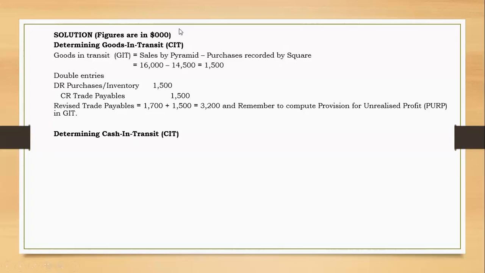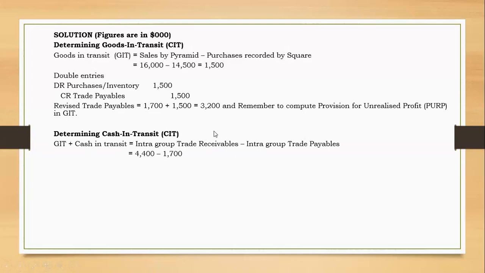Now, how do you determine the cash in transit? What would be the cash in transit here? If you take the goods in transit plus cash in transit, this would be equal to the difference between intragroup trade receivables and intragroup trade payables. That's why whenever there is goods in transit or cash in transit, trade receivables will always exceed trade payables. So you just enter your values.